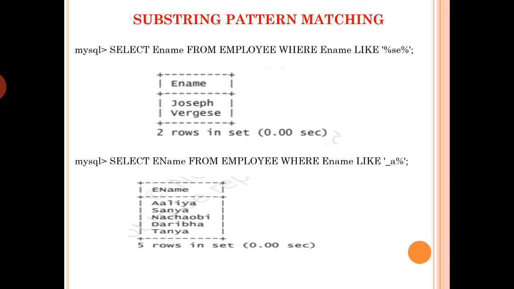The statement SELECT ename FROM employee WHERE ename LIKE '%SE%' displays names of all the employees containing SE as a substring in the name. The statement SELECT ename FROM employee WHERE ename LIKE '_A%' displays names of all employees containing A as the second character.